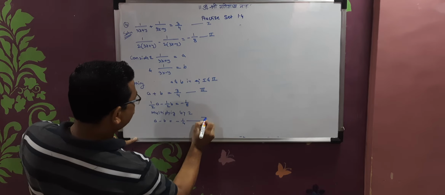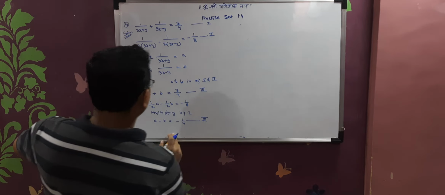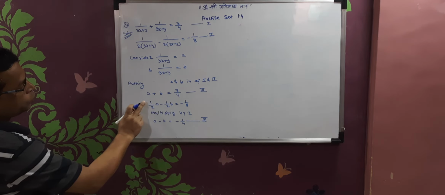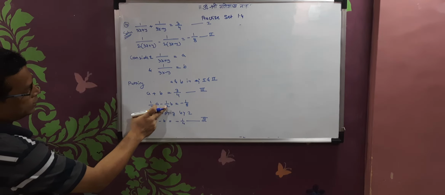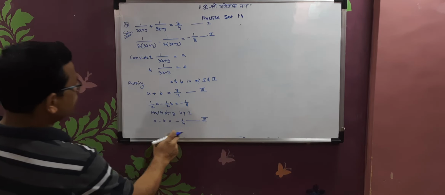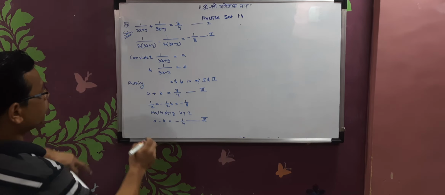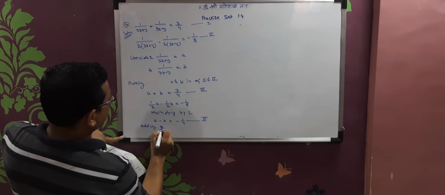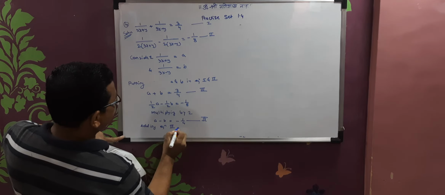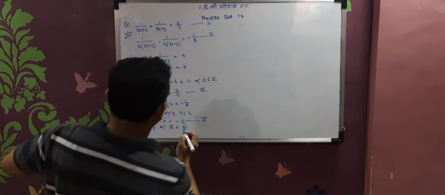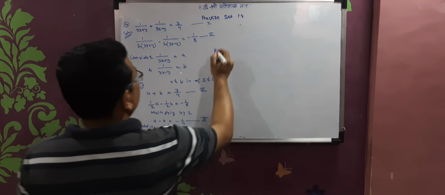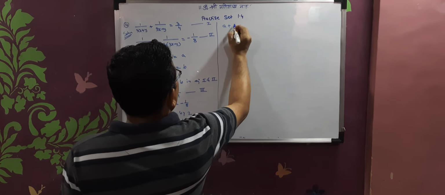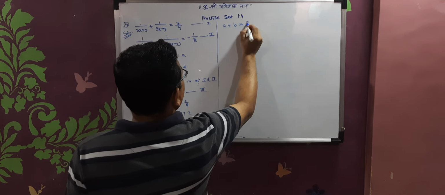Now this is equation number 4. We simplified this by multiplying by 2. So this 2 gets cancelled, here also 2 gets cancelled, and 2 fours are 8, so this is 1 by 4. Now what will we do? We will add equations 3 and 4. Adding equations 3 and 4, so this is a plus b is equal to 3 by 4.